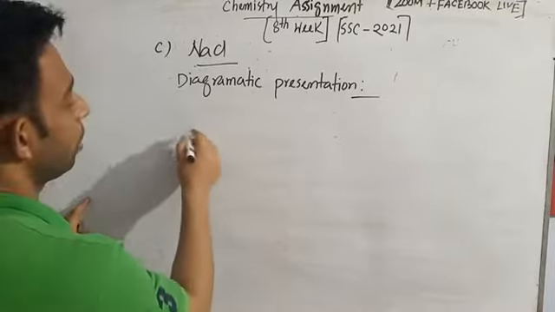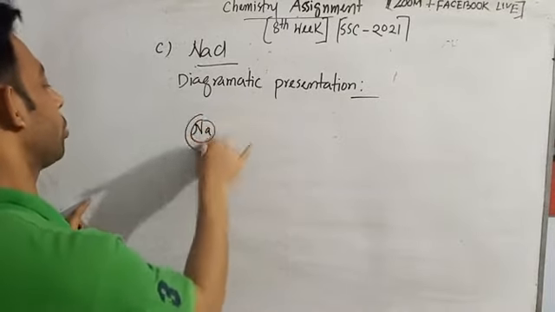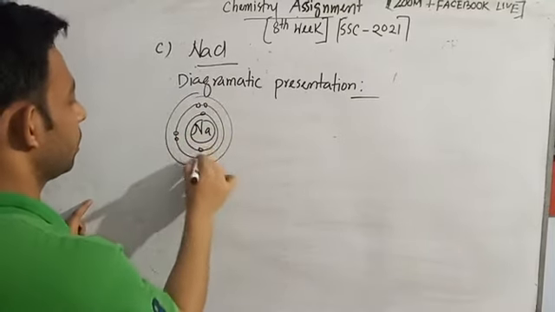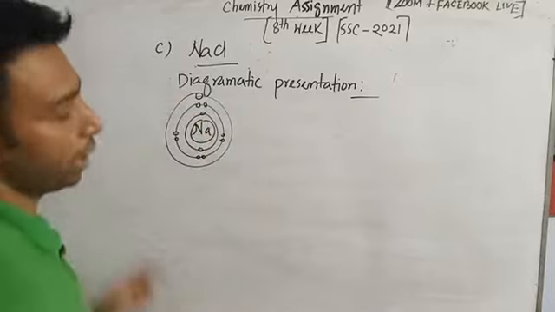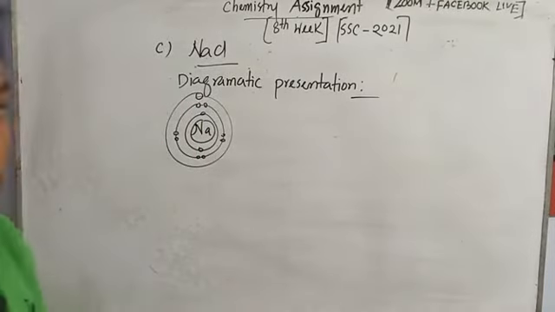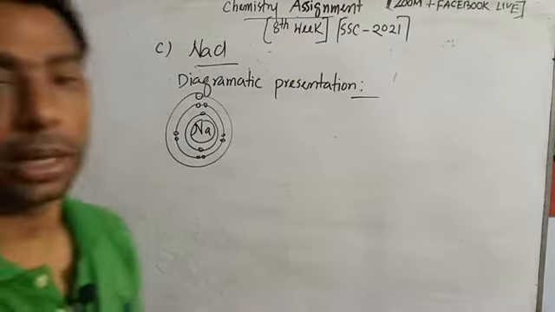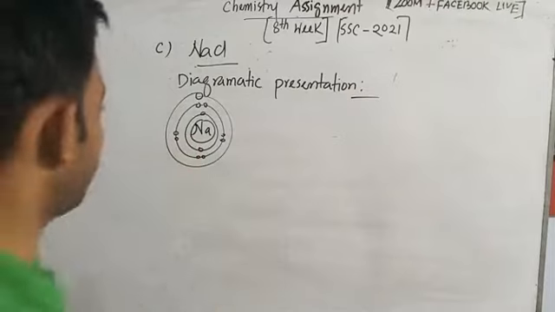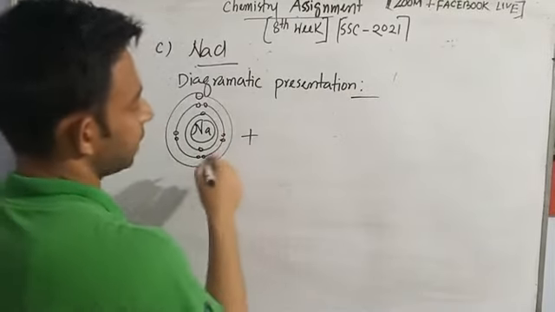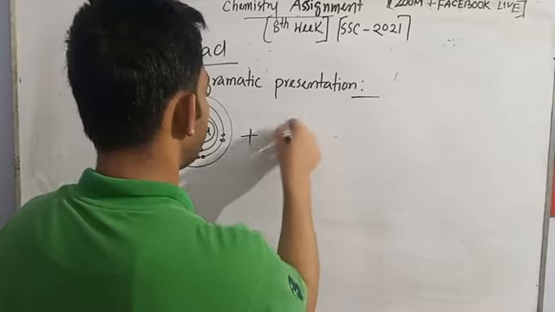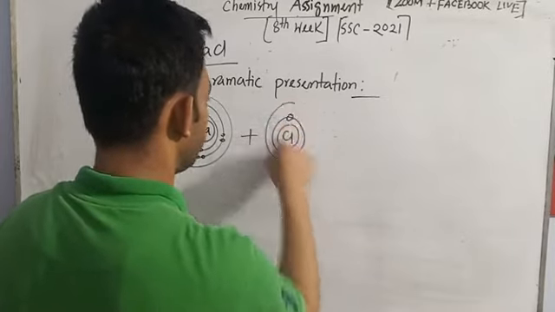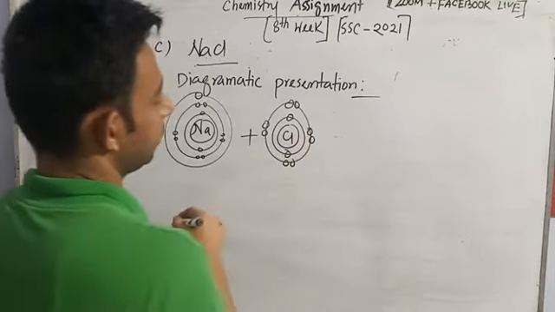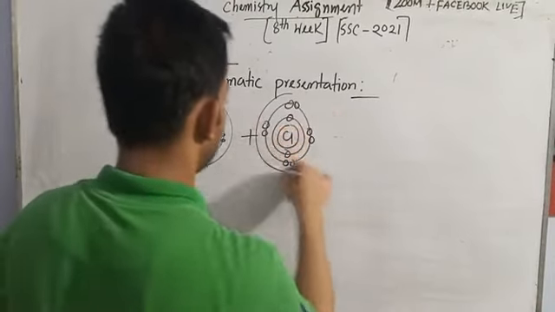Sodium outer shell electrons: 2, 8, 1. Listen, I tell you, sodium has outer shell electron number 1, plus chlorine: 2, 8, 7.